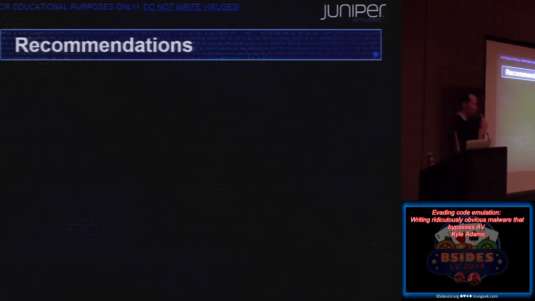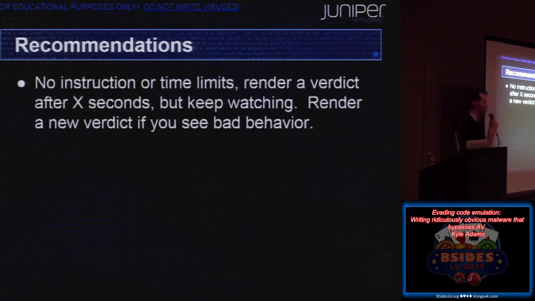So I want to go through some recommendations for how we could potentially improve AV so that these techniques don't work, or at least we disrupt them and make them a little bit harder. So the first one is don't have an instruction limit. That's actually insane. I mean, I get that you have to return a verdict within half a second, but you can keep scanning. Users want to know after they've run a virus. So there's no reason to hide that information from the user.